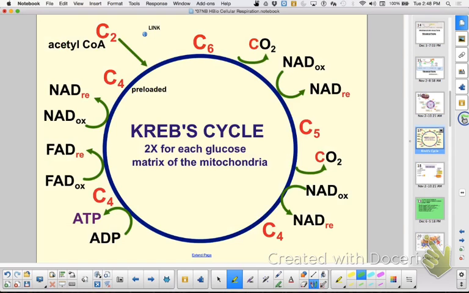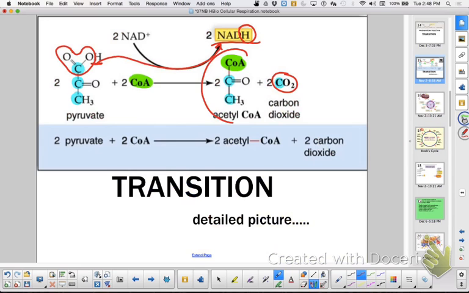I don't know why I drew it like that. I was thinking about underlining that. This C2 right here is this C2 right here. This is what's going on to the Krebs cycle, that C2. You follow? So already preloaded as a C4, we hook that together.